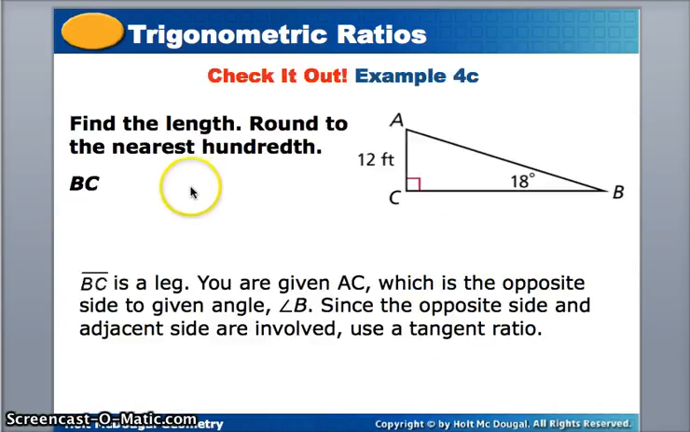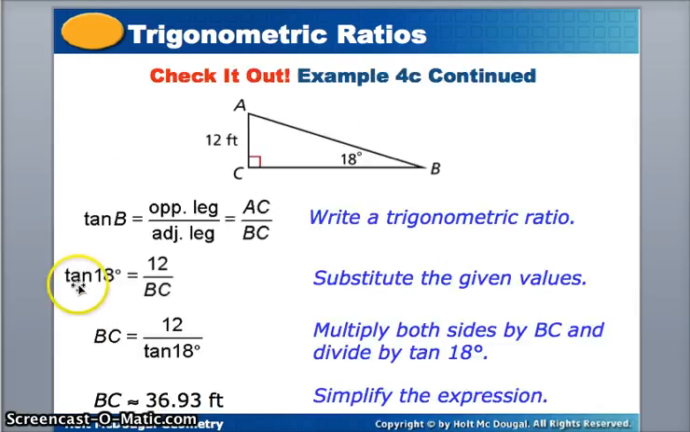Right here, we need to find BC. Here's AC, here's 18 degrees, and here's BC. Now, if we look, this is our hypotenuse, AB. So we're not going to be using cosine or sine, so we need to use tangent. We've got 18 degrees, we've got 12, and we've got x. Since that 12 is opposite 18 degrees, you're going to need to set this up on the next slide as tangent of 18 degrees equals 12 over BC. Remember, you can replace that with x, cross multiply, and then divide, which you will get BC equals 12 divided by the tangent of 18, which simplified gives you 36.93.